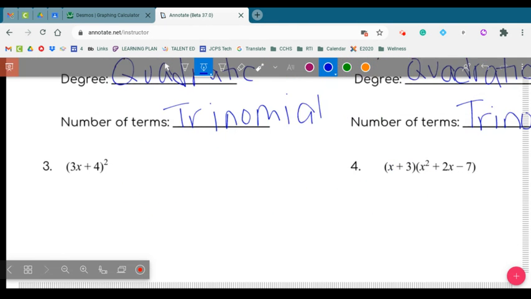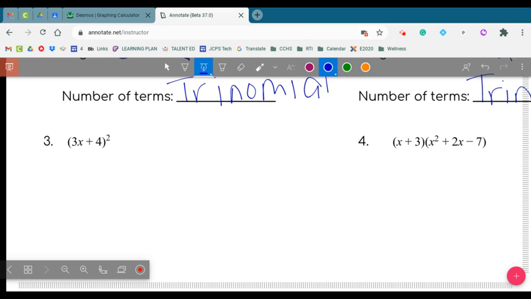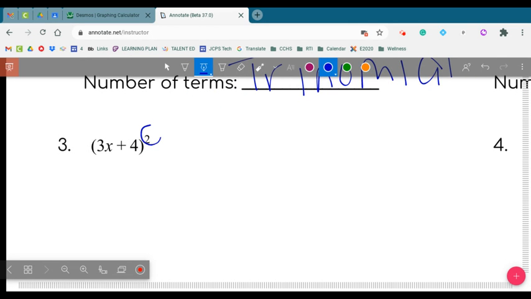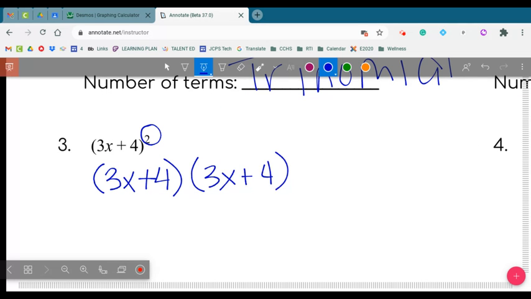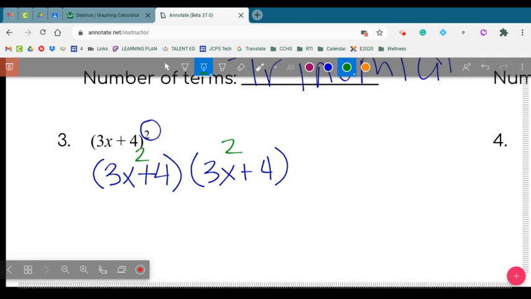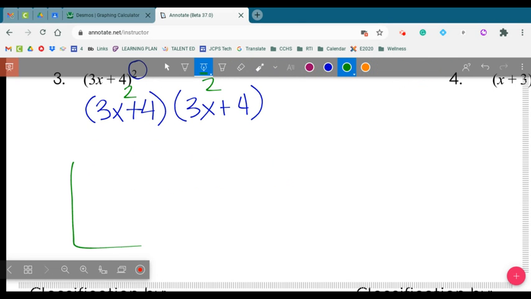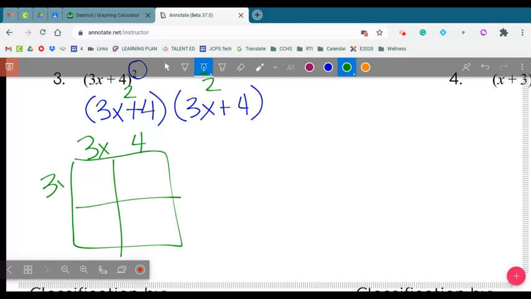Okay, next one. I have 3x plus 4 to the second. Anytime you have this little 2 right here, that means you write your parentheses twice. So now I have 2 sets of parentheses that I'm going to put in my box. So I have a 2 by 2. 3x and a positive 4, 3x and a positive 4.